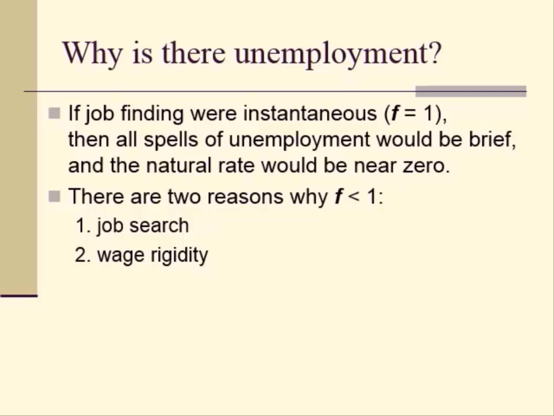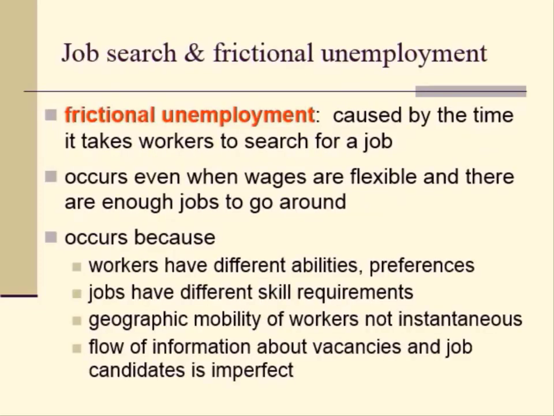Let us look at each case. First, the job search or frictional unemployment case. Frictional unemployment is caused by the time it takes workers to search for a job, and it occurs even when wages are flexible and there are enough jobs to go around. This occurs because, one, workers have different abilities and preferences; two, jobs have different skill requirements; three, geographic mobility of workers is not instantaneous, that is, it may take time to relocate; and four, the flow of information about vacancies and job candidates is imperfect.